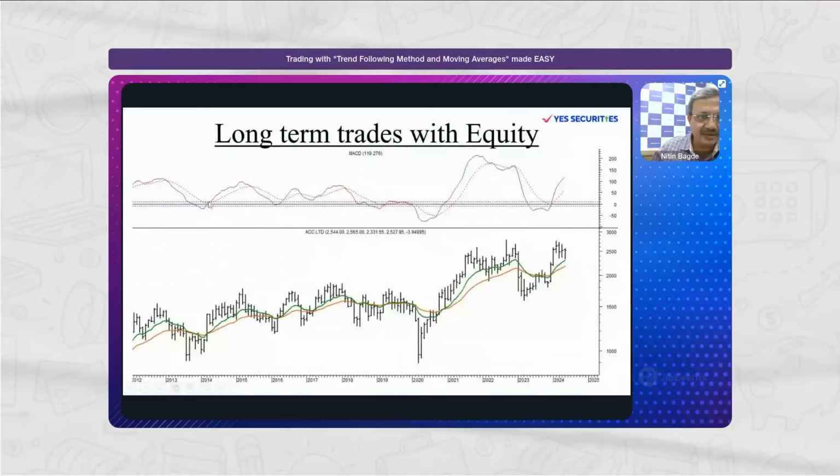Like here, it happened below 10, not below 0, but below 10. So one should act upon it. But here it has happened above 10, so it should be ignored. Here it should be ignored. Here it should be acted upon.